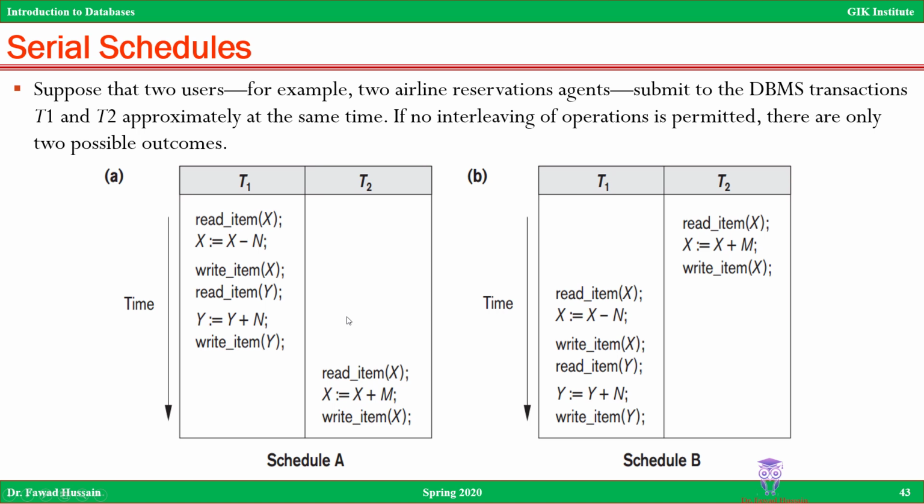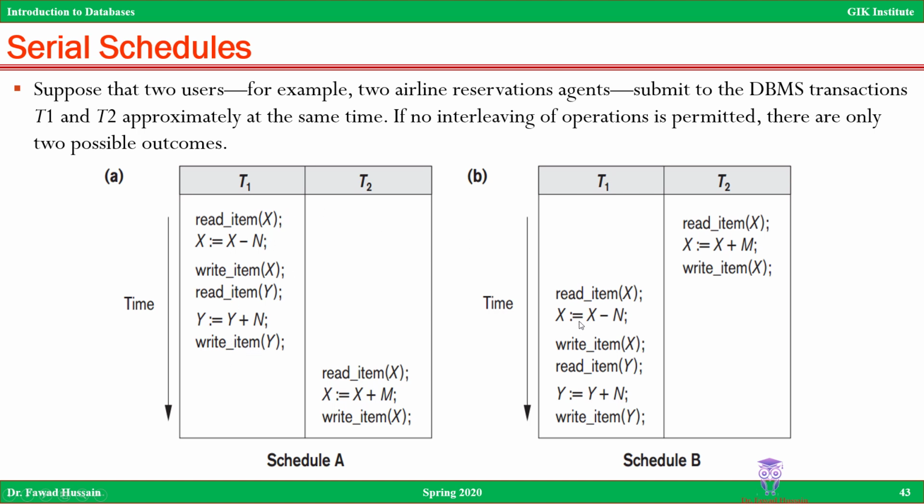So this is the timeline, and there's nothing of T2 executing here. It will wait till T1 finishes, and then T2 will start executing its reading, updating and writing. Let's call that schedule A. A schedule is an ordering of these statements between the transactions.